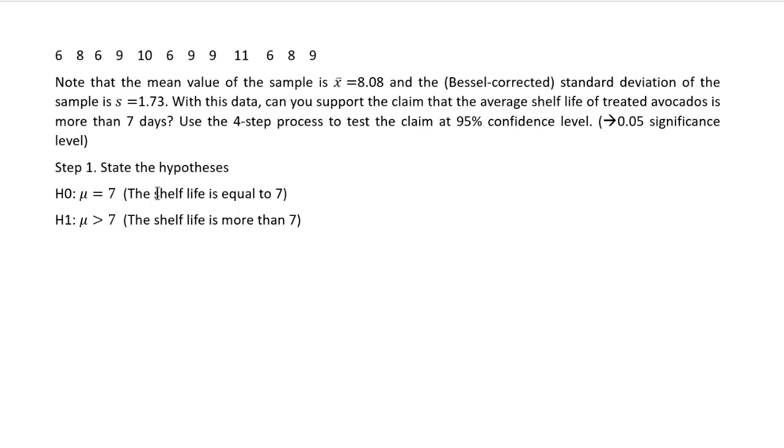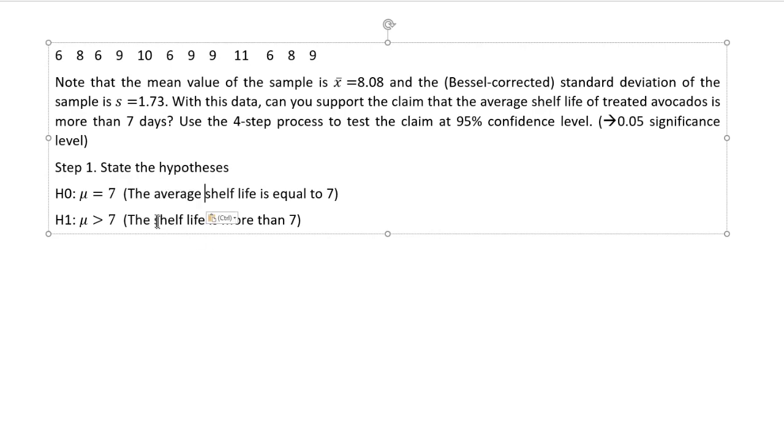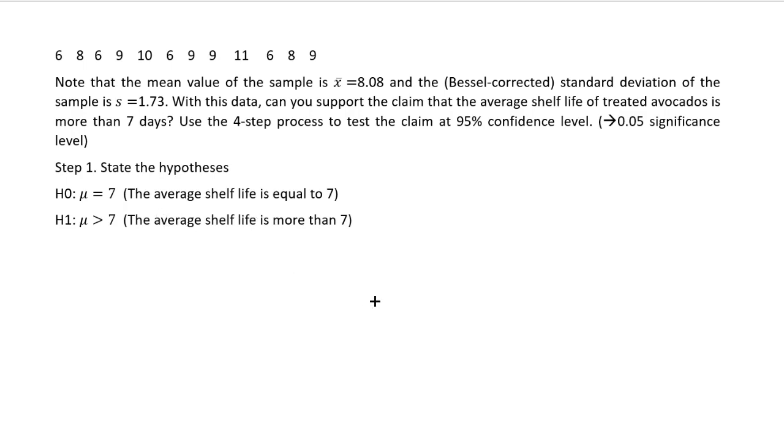Sorry. I should really have said average shelf life. Yeah. Because it's about population mean or population average. So I should have said population average shelf life. Okay. If you just say shelf life is more than 7, then we clearly have some cases where it's not more than 7, right? But the company is claiming that average shelf life is more than 7.